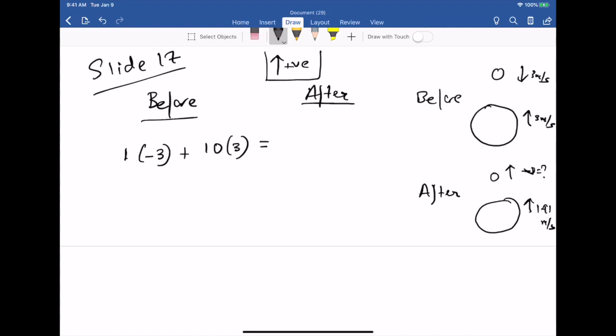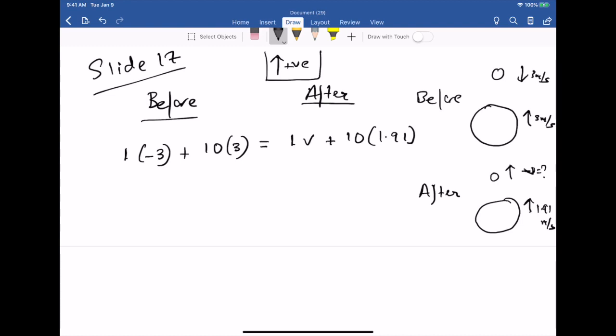Okay, and the total momentum after the collision would be 1 multiplied by v, which is the unknown velocity, plus 10 multiplied by 1.91. Okay, so let's work this out.